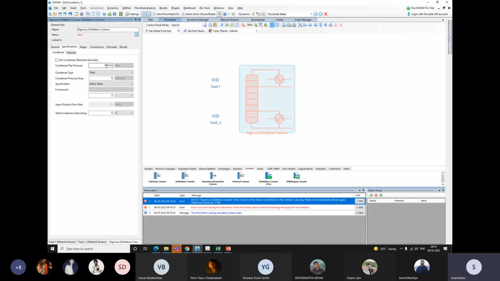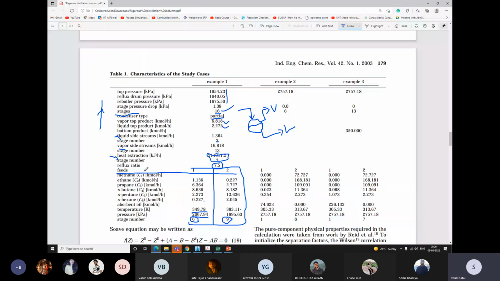So the top pressure is here, and the condenser type can be total, partial, or full reflux. I'll go for the total condenser, then we will go for partial later, and the pressure drop is 0. Reflux ratio is given as 7.5.